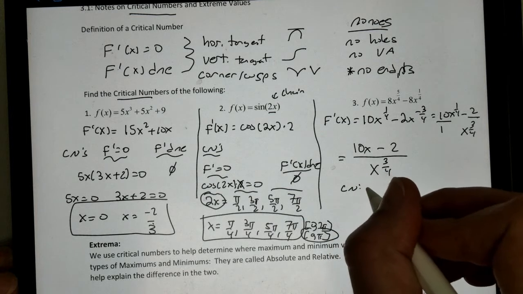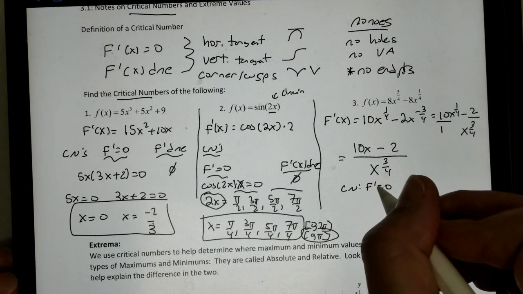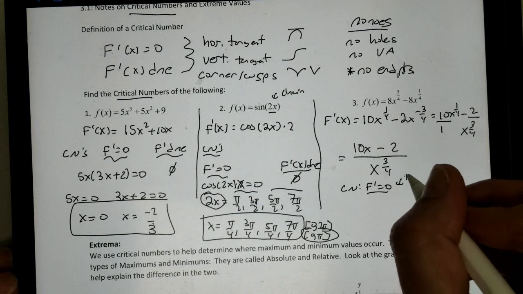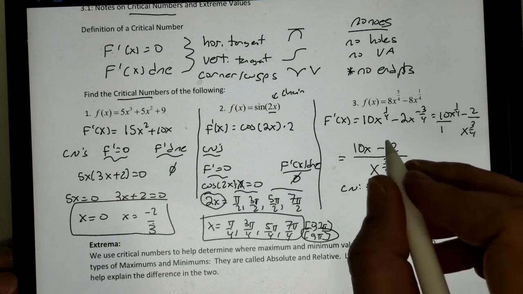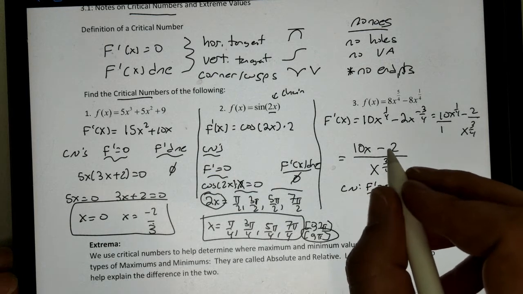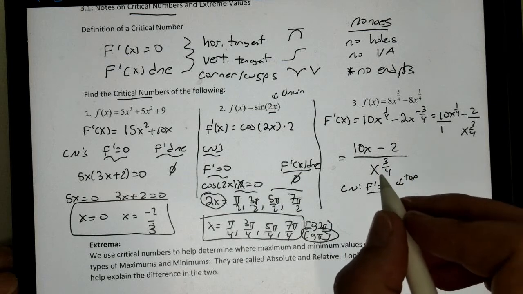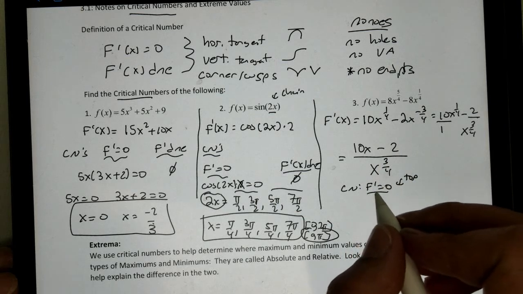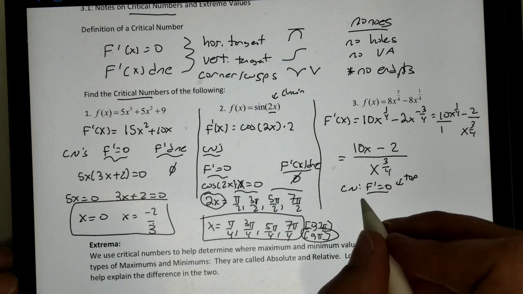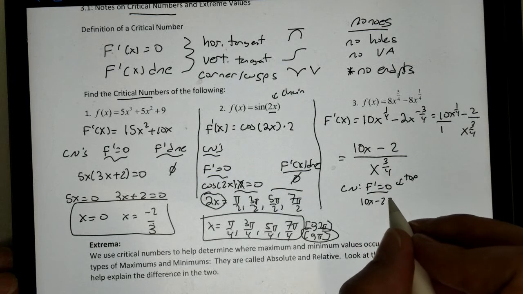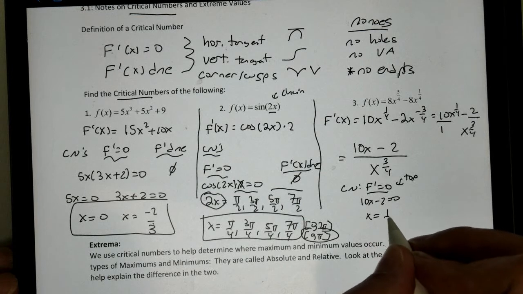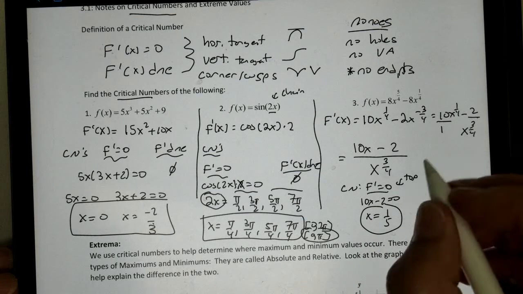To get your critical numbers, where does the derivative equal 0? Well, for this, we just look at the top of the fraction. We've done this before when we did implicit differentiation, where if you look for the derivative is 0, that's where dx is 0, or dy is 0, that's just the top. So we would get 10x minus 2 equals 0, or x equals 1/5.